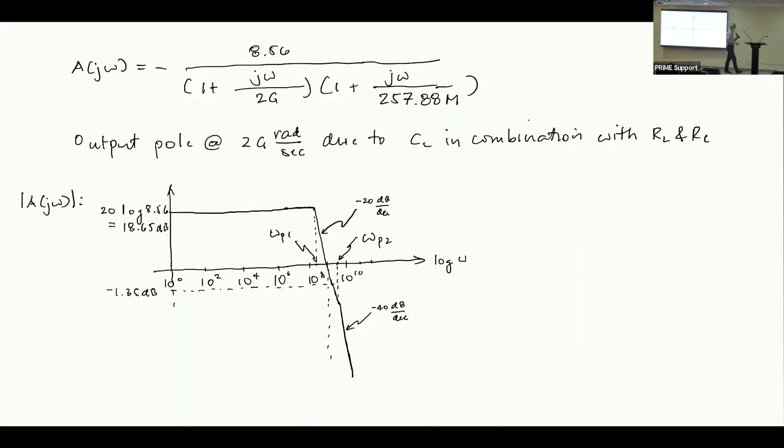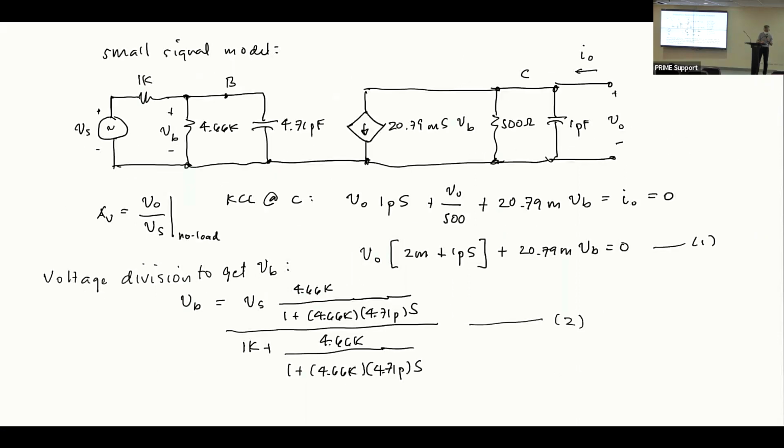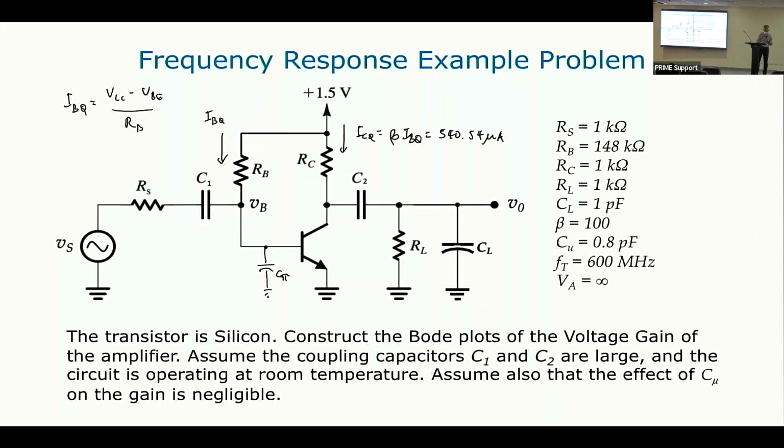And the reason for that is, yun nga, no? We disregarded this, and maybe even this, ano? We just assume that they're short circuits at all frequencies of the input. Pero sa totohanan, at DC, that is not a short circuit, that is an open circuit.